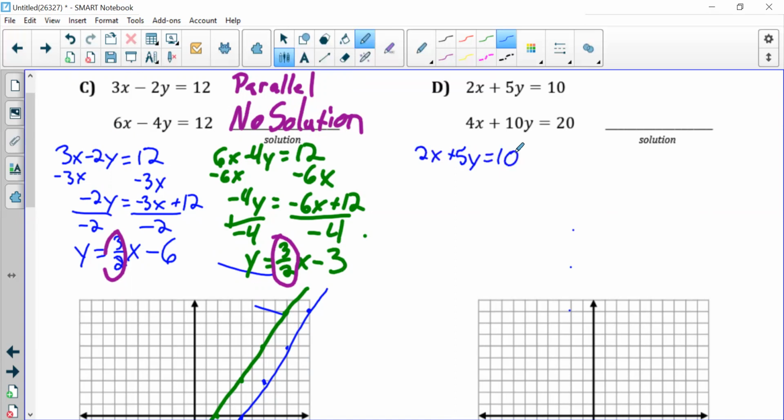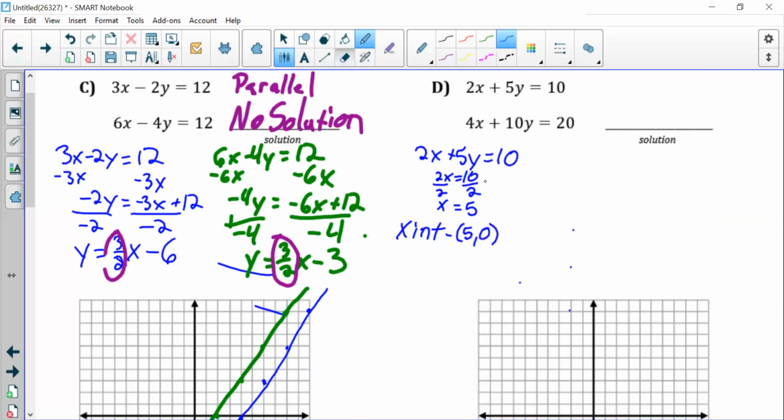All right, so we want to find the x-intercept. In order to find the x-intercept, we put our finger over the y and we solve for x. Doing that, covering up the y, gives me 2x equals 10. So 2x equals 10. Divide both sides by 2. So x equals 5. So my x-intercept is where x equals 5 and y equals 0.